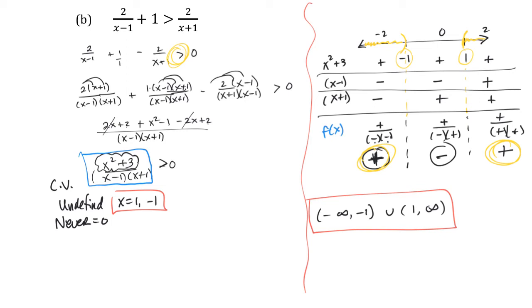And there we have it. So we're just careful about what that symbol is and whether we use a bracket or a parenthesis there. So we're not including those critical values.